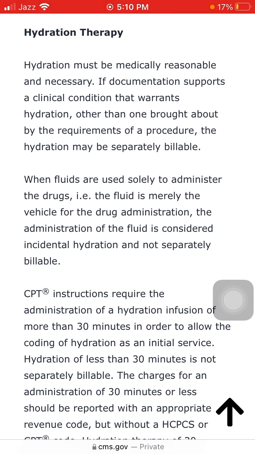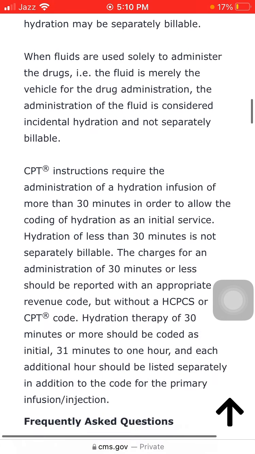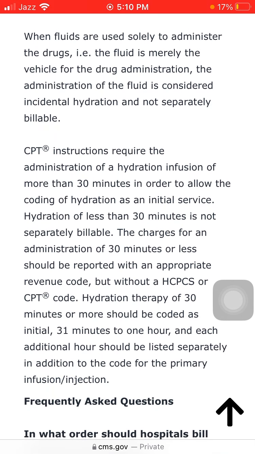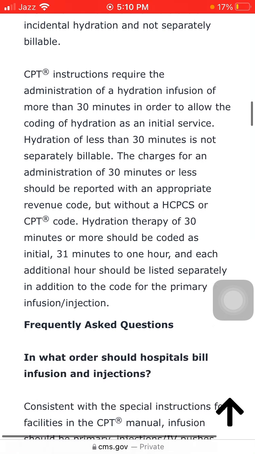Hydration therapy. Hydration must be medically reasonable and necessary. If documentation supports a clinical condition that warrants hydration other than one brought about by the requirements of a procedure, the hydration may be separately billable. When fluids are used solely to administer the drugs, i.e., the fluid is merely the vehicle for the drug administration, the administration of the fluid is considered incidental hydration and not separately billable.